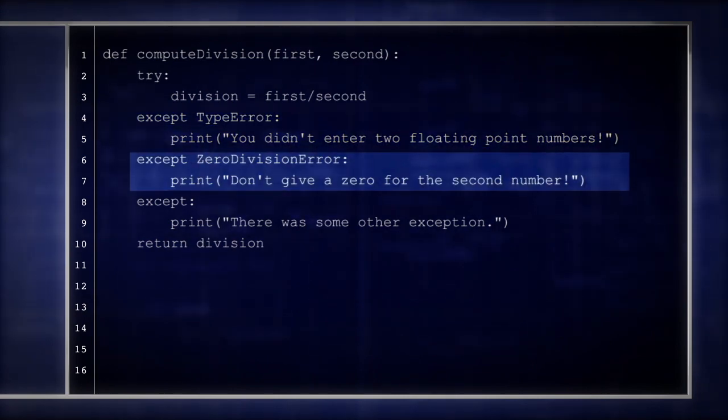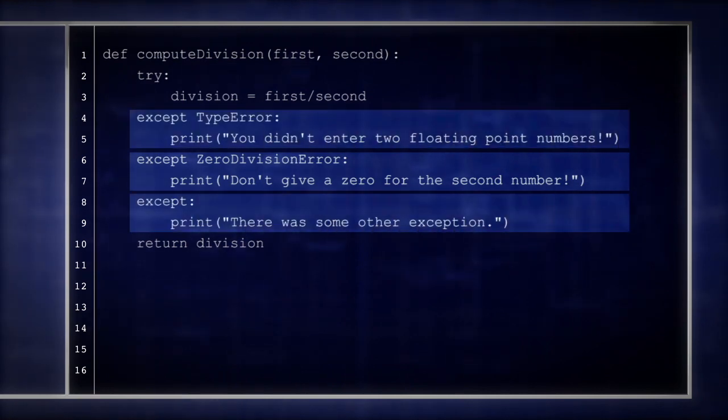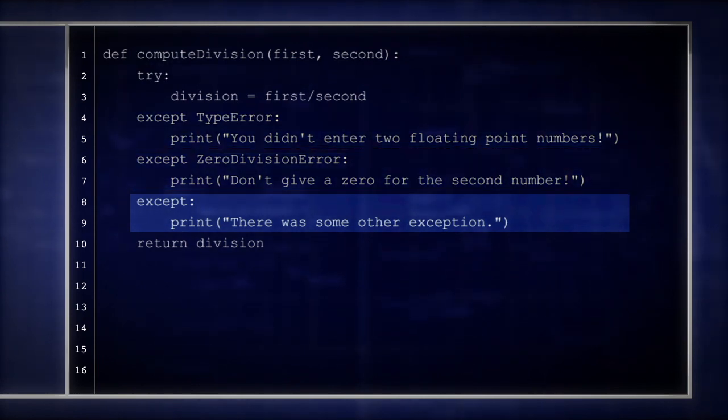Or we could end up with a zero division error. Or maybe there's some other error. We can list each category of error in its own block. And for the other errors, we can have a single except block that's used to catch all of them.